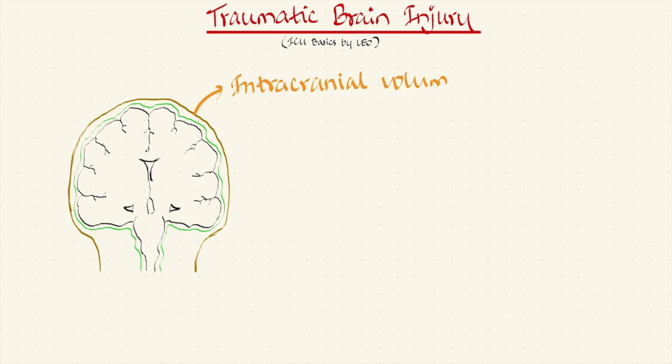Intracranial volume is a constant in adults, which means that an increase in any of the intracranial components will result in a decrease in one or more of the others. Normally, it is composed of blood, CSF, and brain tissues.